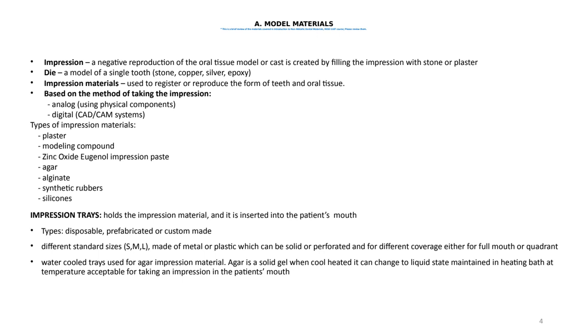So we talk about what an impression is. It's a negative reproduction of the oral tissue model or cast, and it's created by filling the impression with stone or plaster. A die is a model of a single tooth: stone, copper, or silver, or epoxy. Those are the materials that can be used to fabricate a die.